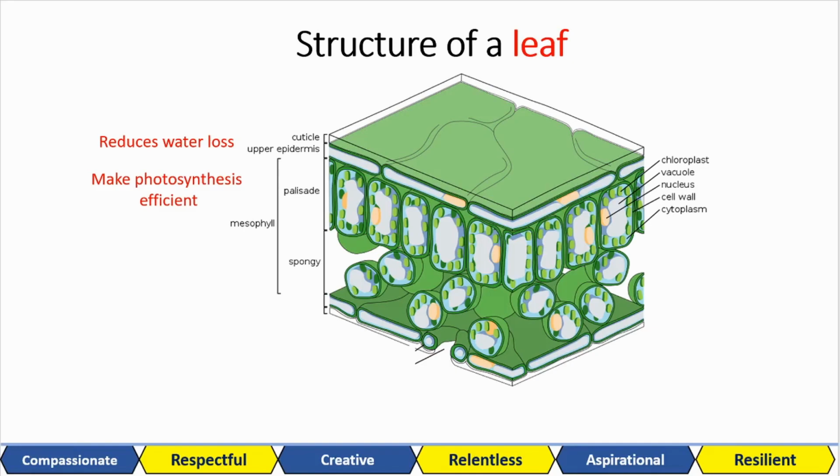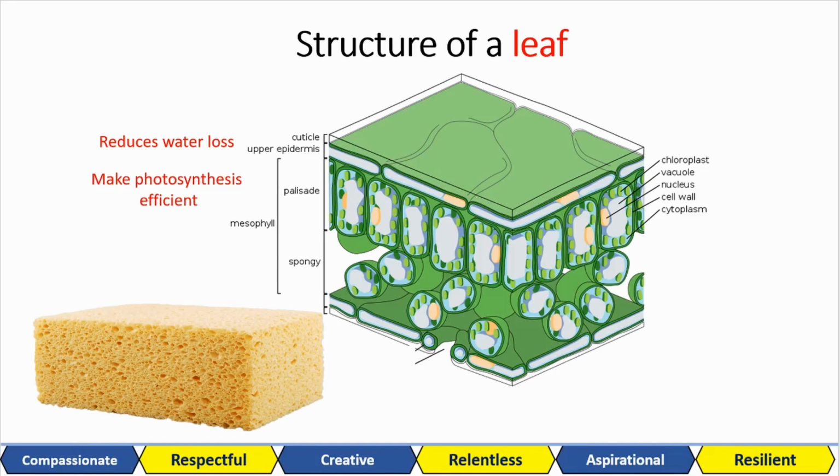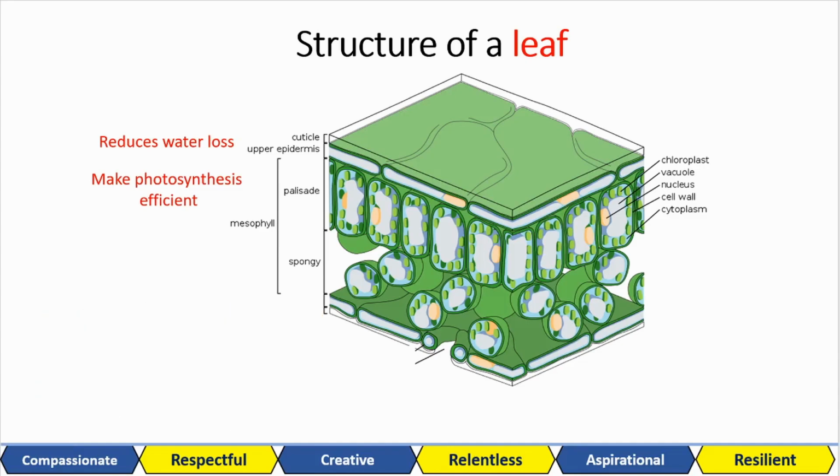So cool because it has these air spaces that just look like sponges. This is the equivalent to the alveoli in animals. It is the site of gas exchange, and so it allows the diffusion of gases.